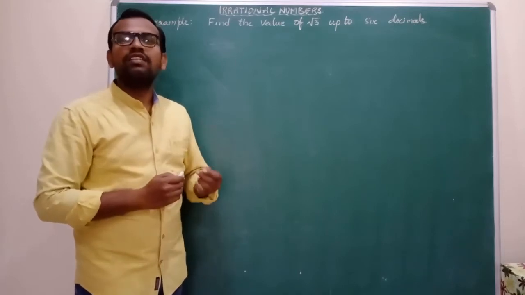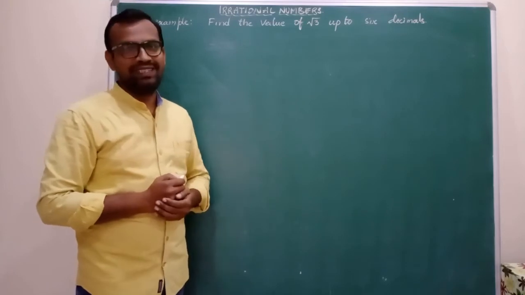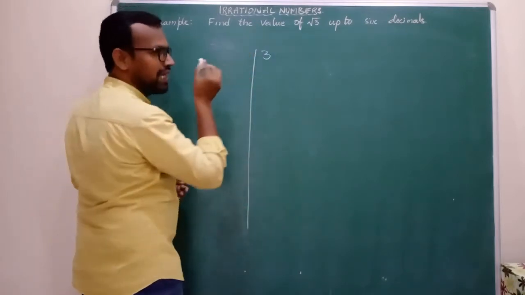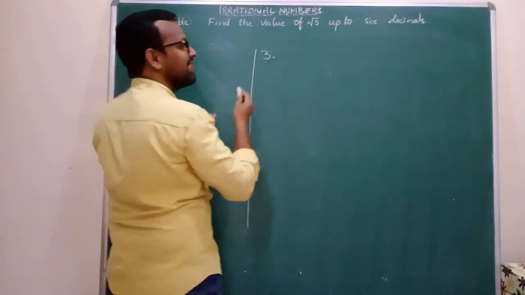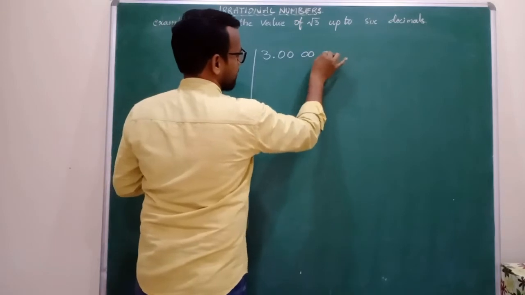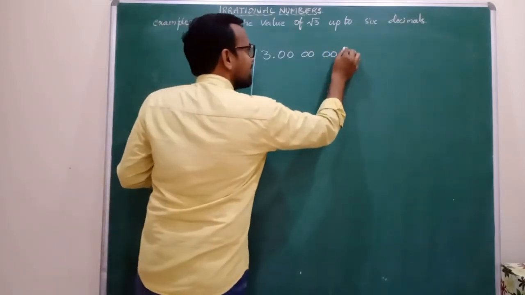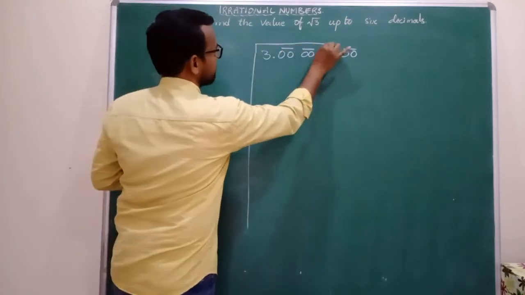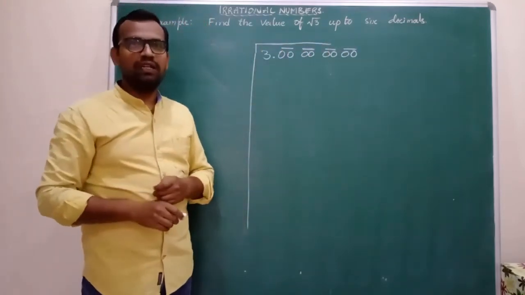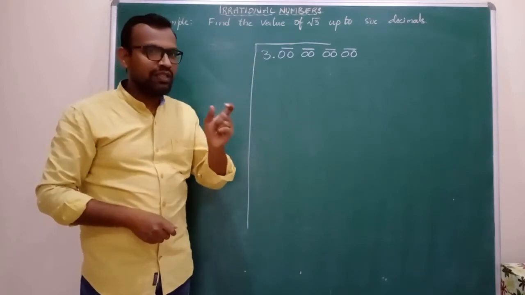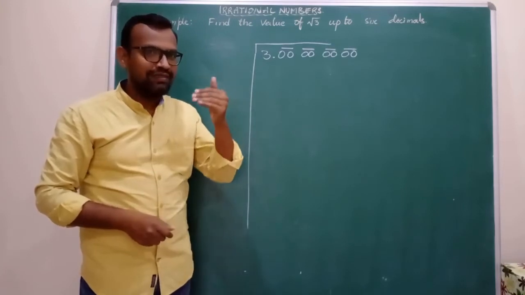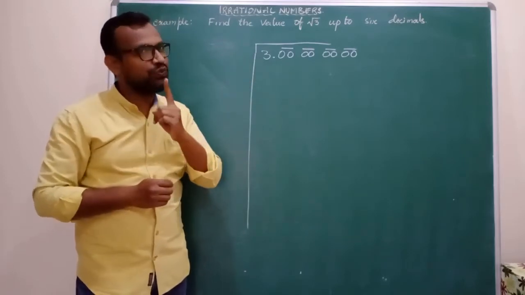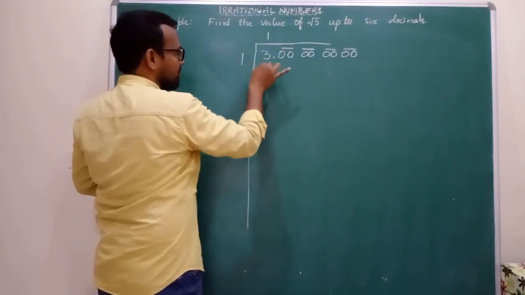Now, let us find the value of root 3 up to 6 decimals using the long division method. So we need to take 3 and then keep a decimal point and take some zeros. Take 2 zeros, keep bar. Okay? Now, think of a perfect square which is near to 3. So the perfect squares are 1, 4, 9, 16, and so on. Now 1, 4. Which perfect square is near to 3? Means lesser, near and lesser than 3. Yes, it is 1. So 1, 1s are 1.